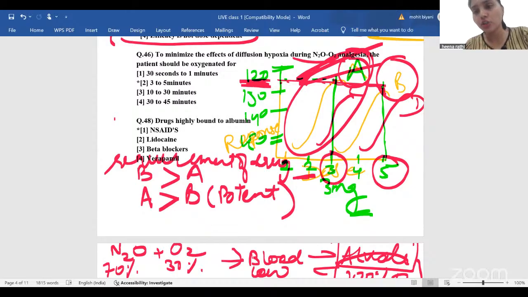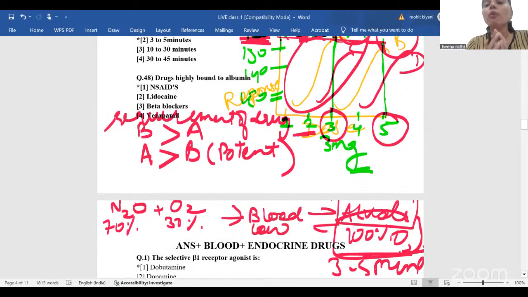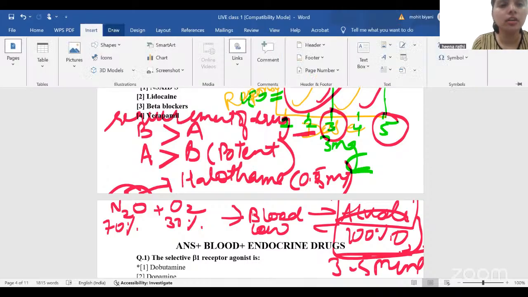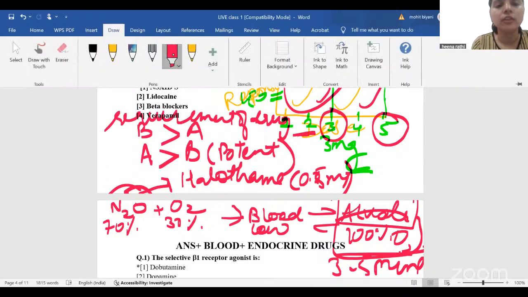One more thing about nitrous oxide: it is the inhalation agent which we give in a higher concentration. What is the main advantage of nitrous oxide? We can use it for the second gas effect, because nitrous oxide is given in a higher concentration. Along with that, if we give an anesthetic agent in a lower concentration, suppose halothane, which is given in a 0.5 concentration.